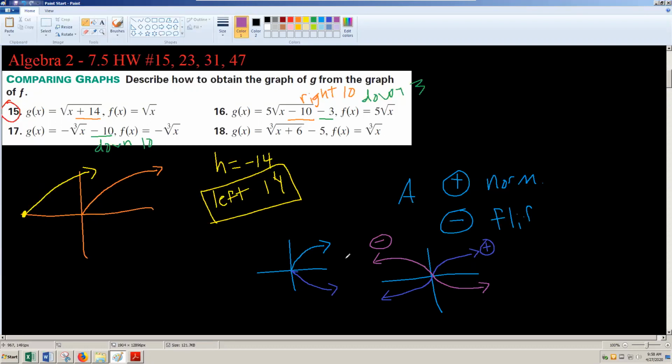Okay. The next part is harder to draw and harder to explain, but it's the actual A factor. So I'm going to say we have our A, which is greater than 1. We have our absolute value of A, which is less than 1. And then we have our absolute value of A equal to 1. Well, this one is the parent function. This is pretty boring. This is our normal.